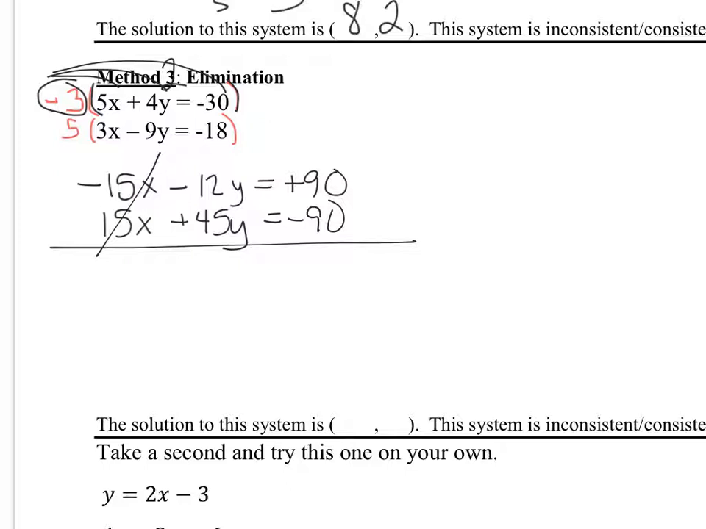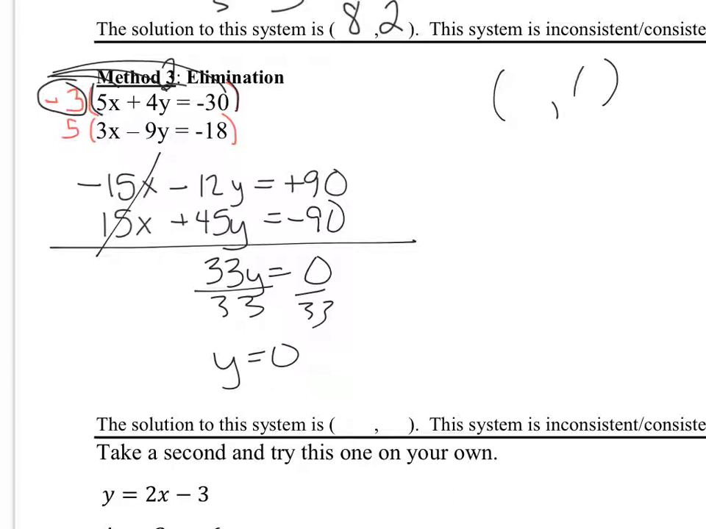No more x's. So then we just do 45 and negative 12. So this is 33y. These two actually wind up adding up to 0. So when I do the math here, y is 0. All right, I have one of my variables. I have y is 0.